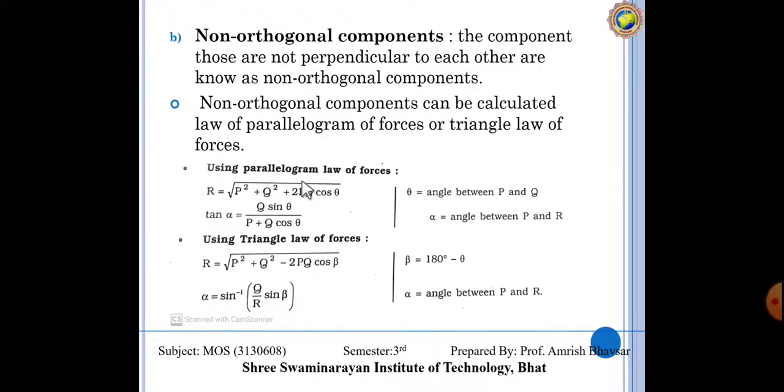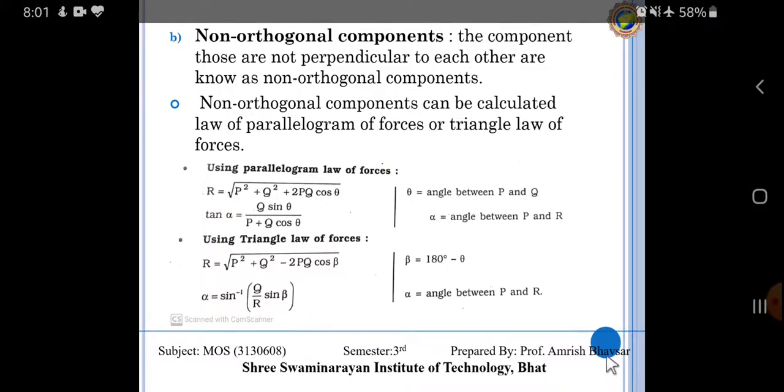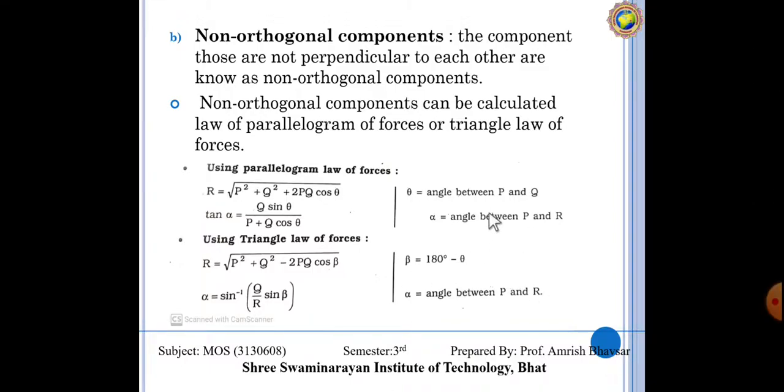Now the non-orthogonal component must be calculated with the help of the triangle law of forces as well as the parallelogram law of forces, and we have equations for that. Why are we considering this? Because whenever a number of forces are acting on a body, the resultant is single. For that, we first have to take the components of all the forces, and after that we can find the resultant force.